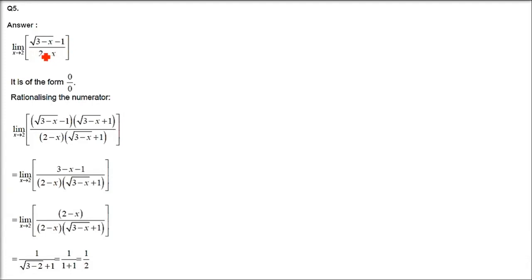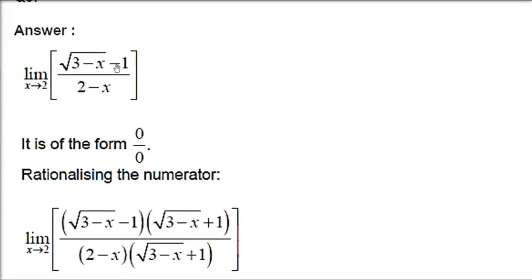Then we have question number 5. So under root 3 minus x minus 1 by 2 minus x, we have to apply a limit x tends to 2. So same thing we have to do. If you put x as 2, it's going to be 0 by 0.